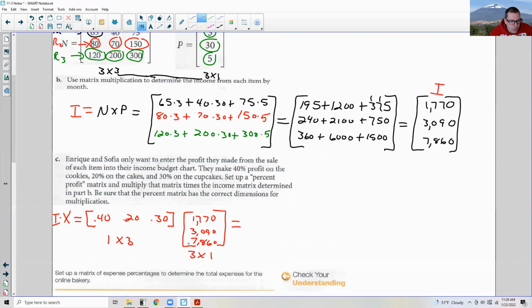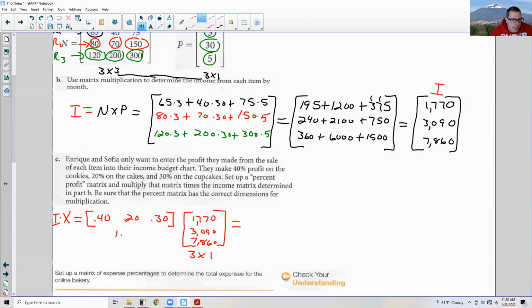Okay, if I did it the other way around, and we did it backwards, we would have a 3 by 1 matrix times a 1 by 3. These do match up, but we get a 3 by 3 matrix, and that would not be one value, which is what we're looking for, which is our profit. So you have to think about how you're setting these up, what makes sense in the context of the problem.